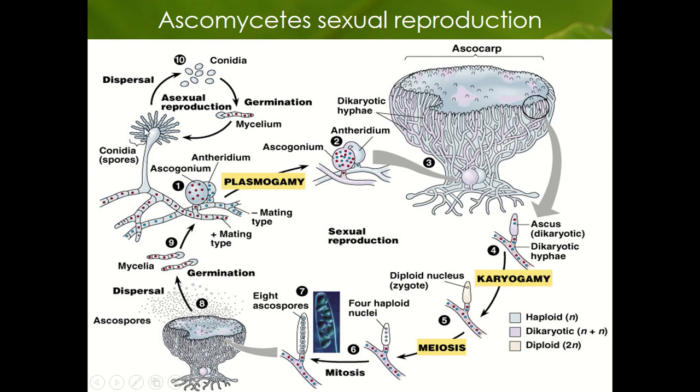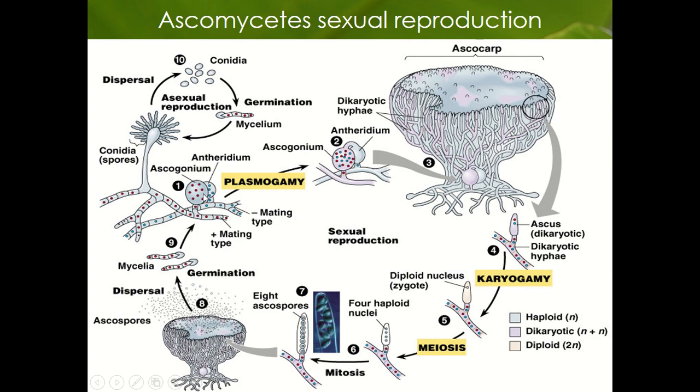The conidiophores will produce asexual spores known as conidia, and they will disperse, germinate, form a mycelium, and then reproduce again, producing conidia. Sexual reproduction occurs between two different mating types. We have antheridium and also ascogonium.